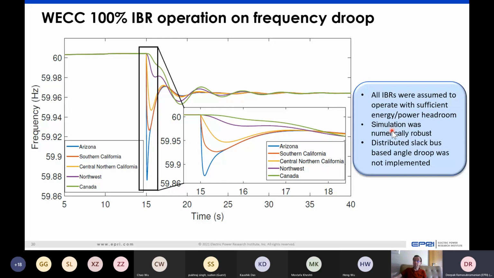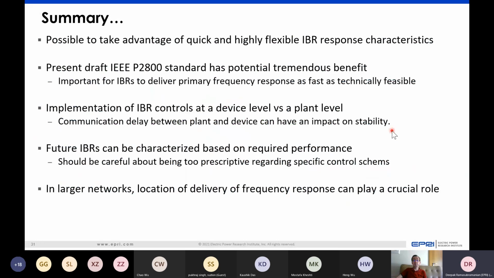So with that, coming to the end, the inverter-based resources are highly flexible. We can take advantage of that. We don't need to stick to the synchronous machine paradigm. But with great power comes great responsibility, as Spider-Man's uncle said, so we have to be careful about how we utilize this flexibility that we have from inverter-based resources.